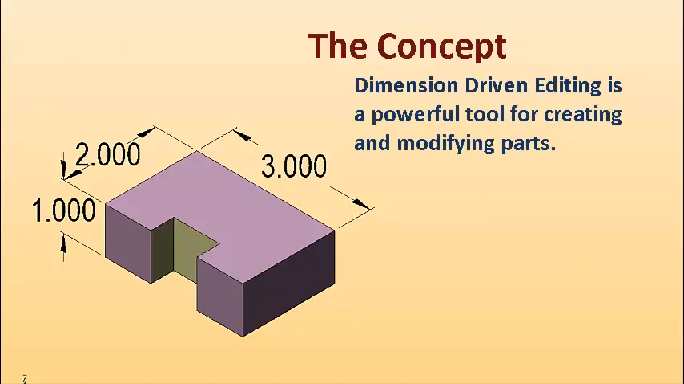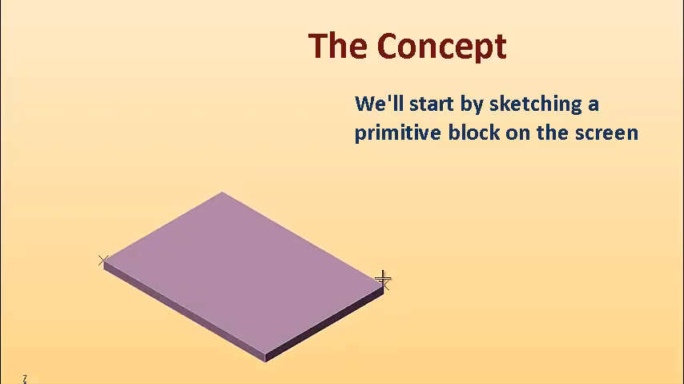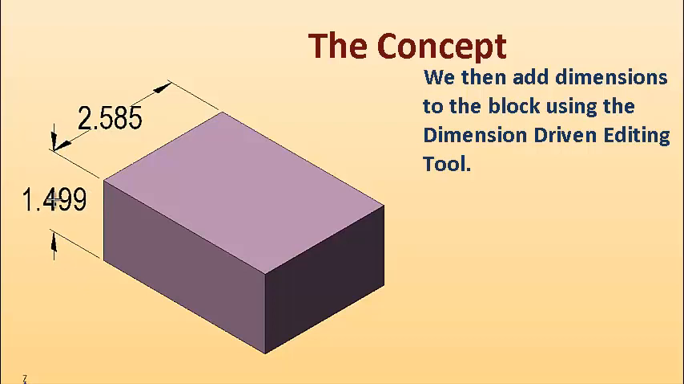Dimension-driven editing is a powerful tool for creating and modifying parts. We'll start by sketching a primitive block on the screen. We'll then add dimensions to the block using the dimension-driven editing tool. We could also use the quick dimension tool to add these dimensions. So we'll dimension a width, a height, and a length.